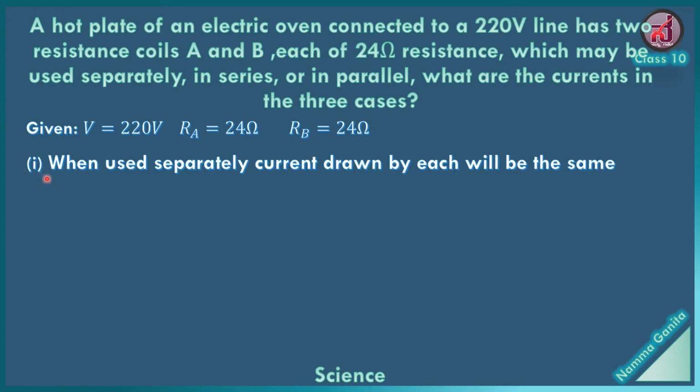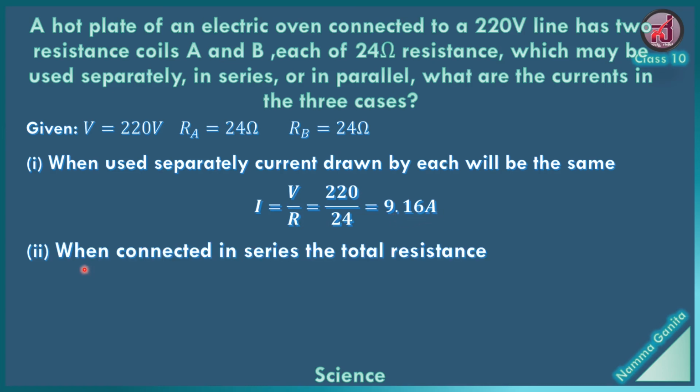Consider the first case. When used separately, current drawn by each will be the same. We have to find the current here. I is equal to V divided by R. Substitute the values. V is equal to 220 volt divided by R. R is 24 ohm. That is equal to 9.16 ampere.